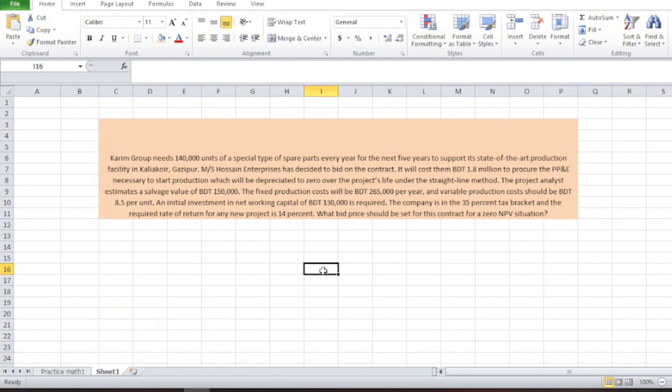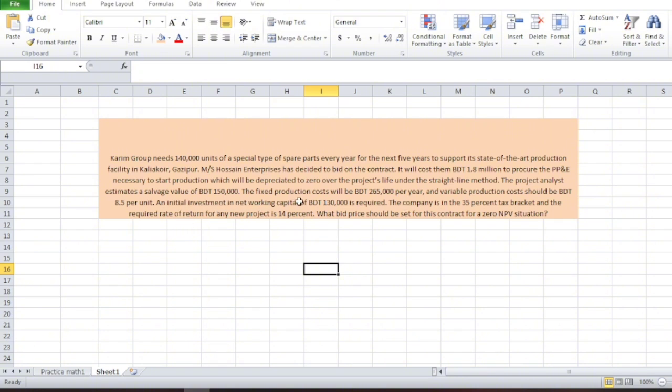In the question, Karim Groups requires 140,000 units of a special type of spare part every year for the next 5 years. MS Hossain Enterprise plans to bid for this contract. To start production, the company must purchase property, plant, and equipment which is worth 1.8 billion BDT. The equipment will be depreciated using the straight line method over 5 years, and its estimated salvage value is 150,000.